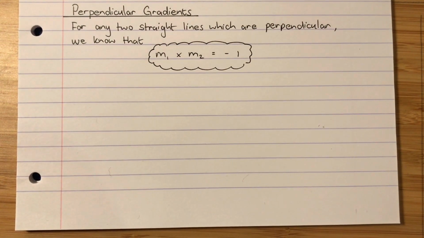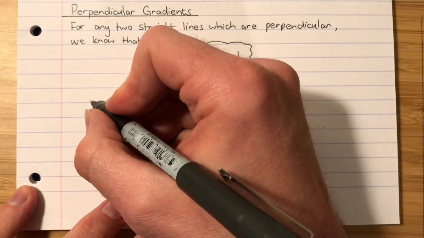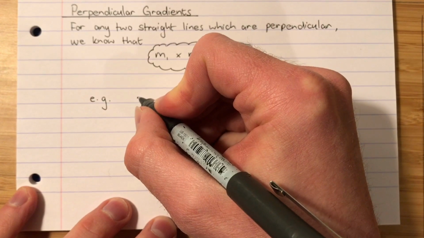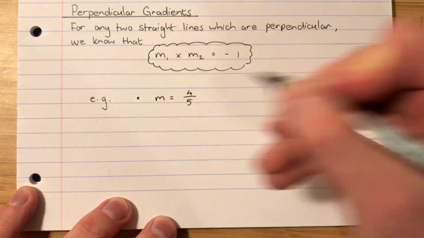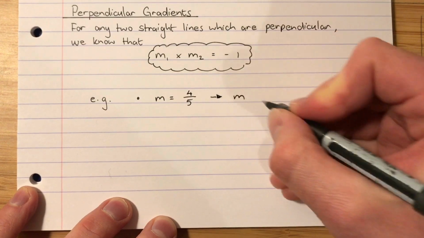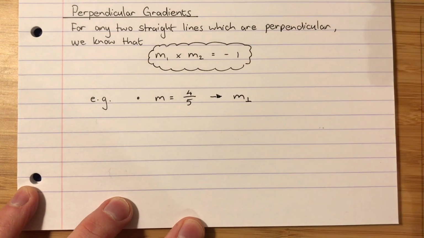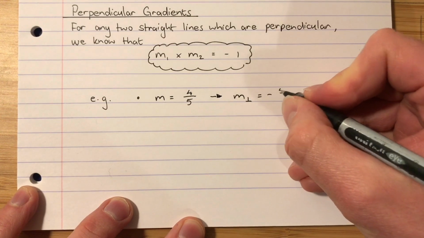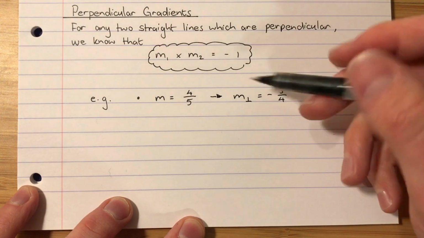So we can use that fact to say for any two straight lines that are perpendicular, the gradients must be the negative reciprocal of each other. So that means, e.g., if I have a line which has a gradient of 4/5, then I know that a line perpendicular to that line, and that upside down capital T is a symbol for perpendicularity. The perpendicular gradient must be negative, and then we can flip that upside down 5/4. So it's the negative reciprocal.